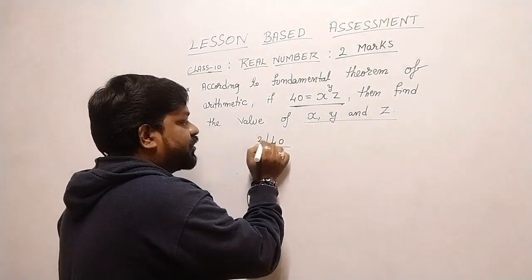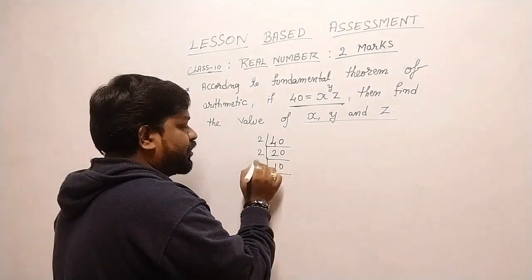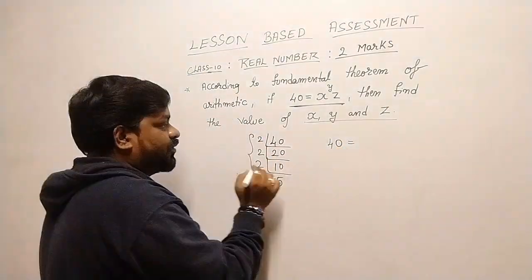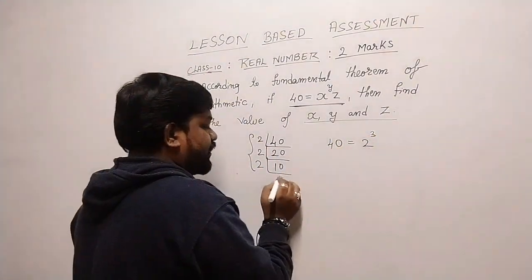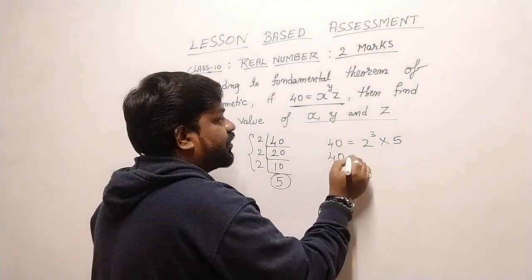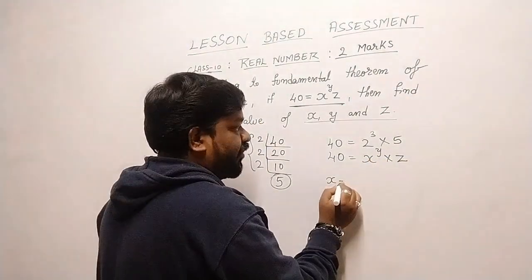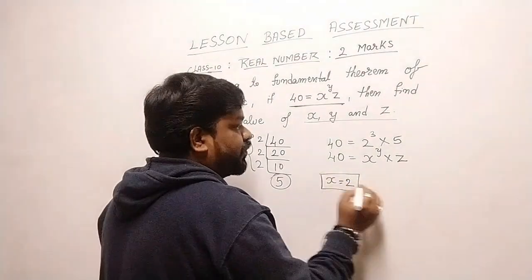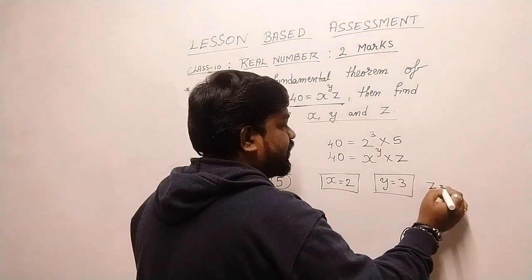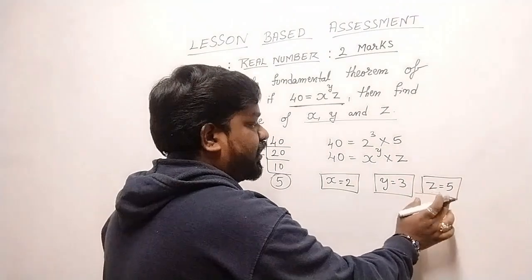40 can be written as 2 20s are, next 2 10s are, 2 5s are. Now 40 is equal to 2 power 3 into 5. Now compare with this, that is 40 equals x power of y into z. If you compare, the value of x is 2, value of y is 3 and value of z is 5. It is the value of x, y and z.